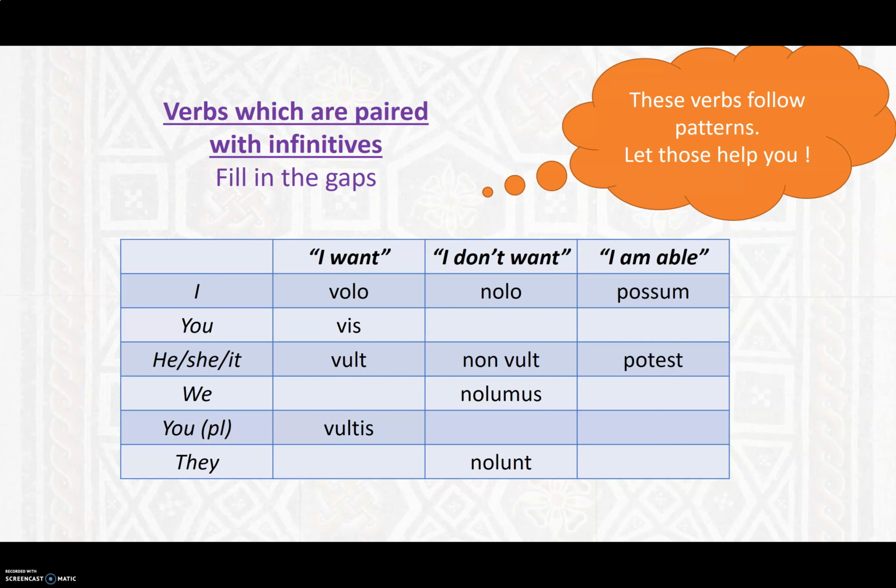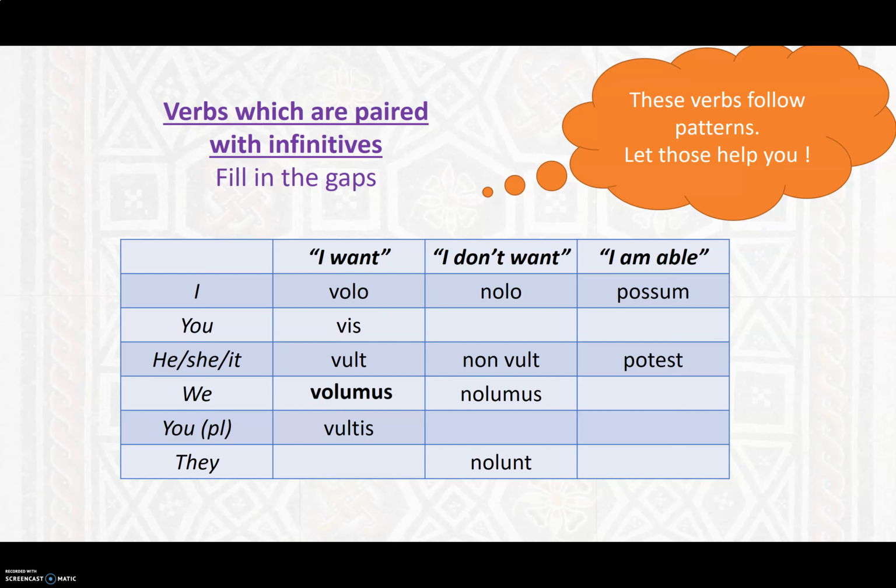So we've got volo, vis, vult, and then we've got a blank. Now we've got to think, how might you say in Latin, we want? It says at the top, these verbs follow patterns. Let those help you. Okay, so maybe if we look at the verb I don't want, the we form of that is nolumus. So the we form of want is going to be volumus. That's how that will be filled in.